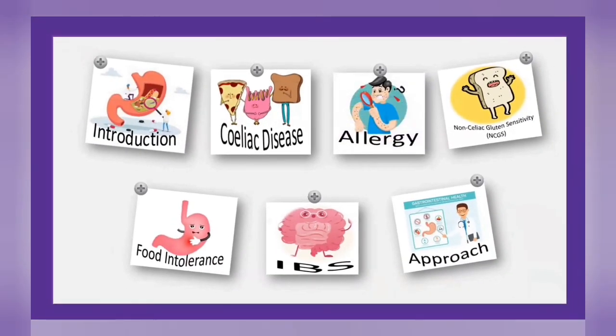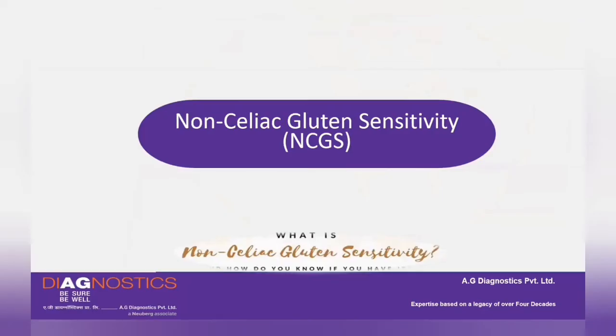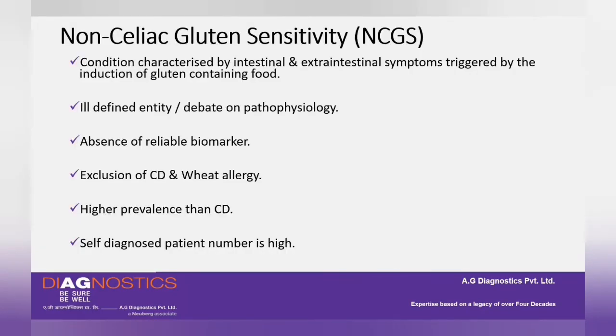Coming to non-celiac gluten sensitivity, it is a condition which is characterized by intestinal and extra-intestinal symptoms triggered by the ingestion of gluten-containing food. It is an ill-defined entity, and there's still a debate going on about the pathophysiology of this condition. There's an absence of a reliable biomarker, like how you have the serology or antibodies in celiac disease, or you have an IgE test for allergy. In non-celiac gluten sensitivity, there is no reliable biomarker.